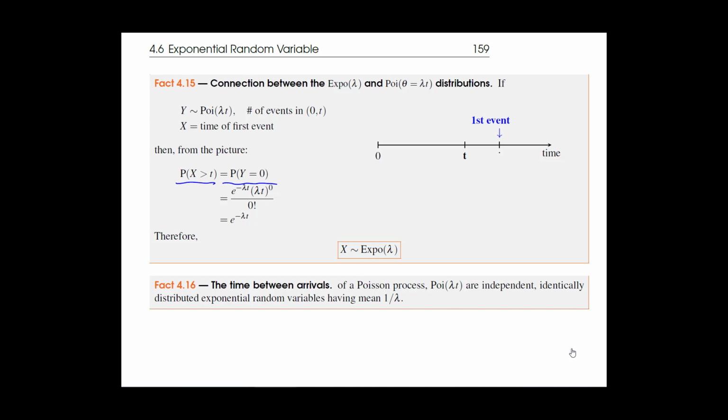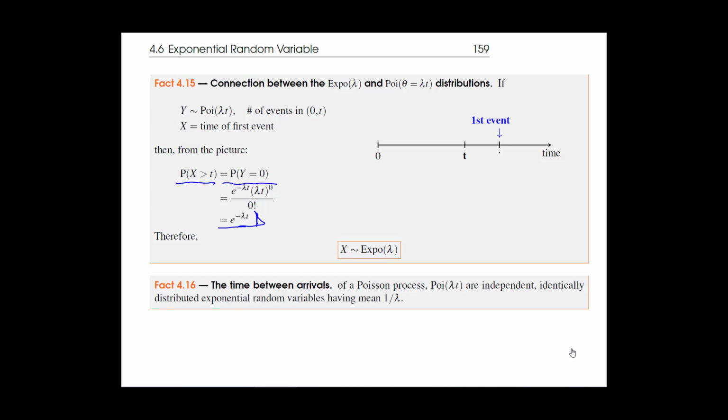And that's for the same reasons we discussed before with the binomial and geometric, right? Because this statement right here, x greater than t, means that the first event happens after t. So therefore, it's even silly to say, but it's important, it means that during 0 and t, there were no events. Okay, and this we know how to compute because that's a Poisson random variable, so that's the PMF evaluated at 0, which is e to the negative lambda t. Okay, and that's 1 minus the CDF of an exponential, right? So it means that x is exponentially distributed.